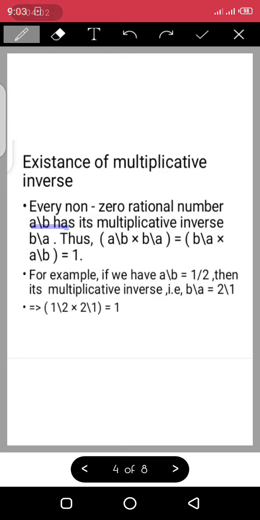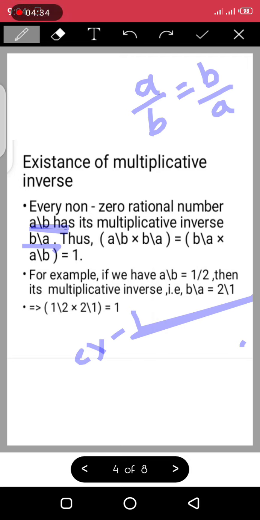We have studied multiplicative inverse in our lower classes. It says that for any rational number, its multiplicative inverse is its opposite form, meaning a/b becomes b/a. For example, if we have 1/2, then it will become 2/1.